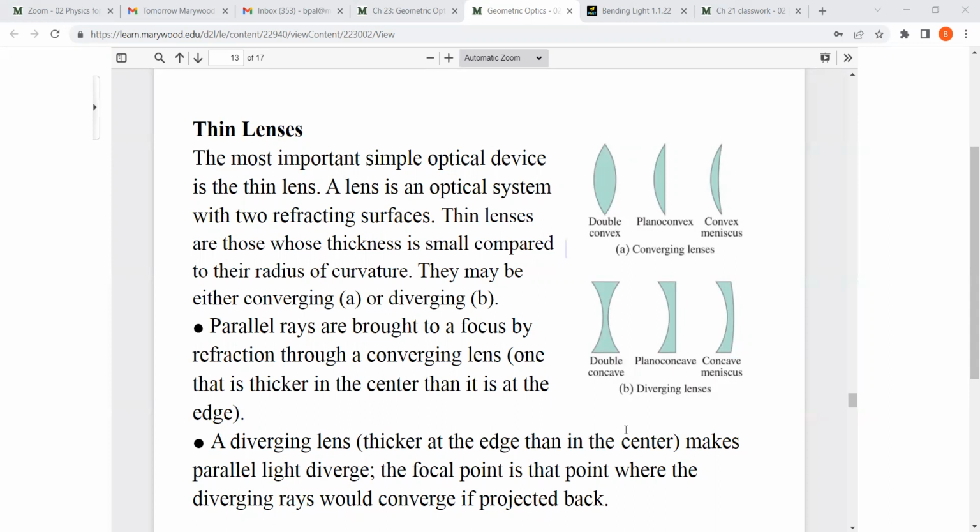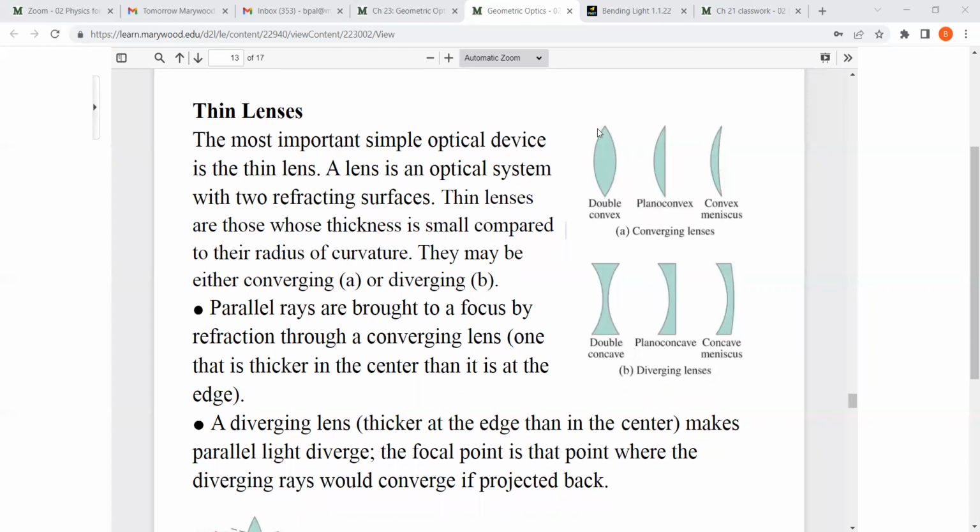Now remember that in mirrors, the concave mirror was for converging the parallel rays. Here it is opposite. Here the convex lens is used for converging the parallel rays. So it's opposite, you will see. All right, so the double convex lens we are going to use to understand converging the parallel rays, and the double concave lens we are going to use to diverge the parallel rays.